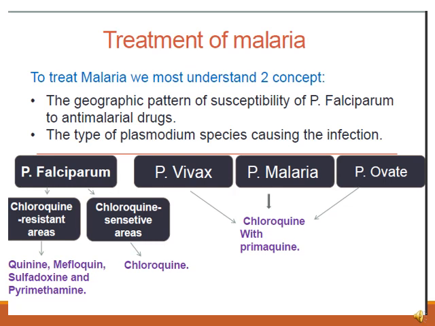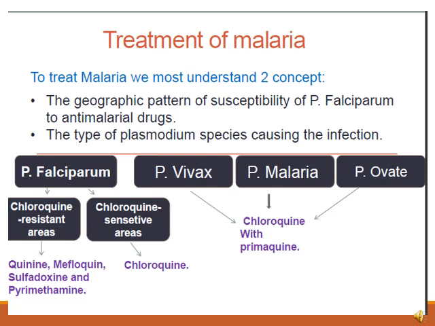Treatment of malaria is also very important. To treat malaria, we mostly consider two concepts: the geographic pattern of susceptibility of Plasmodium falciparum to the anti-malarial drug, because drug resistance is very common against anti-malarial drugs, and the type of Plasmodium species causing the infection.